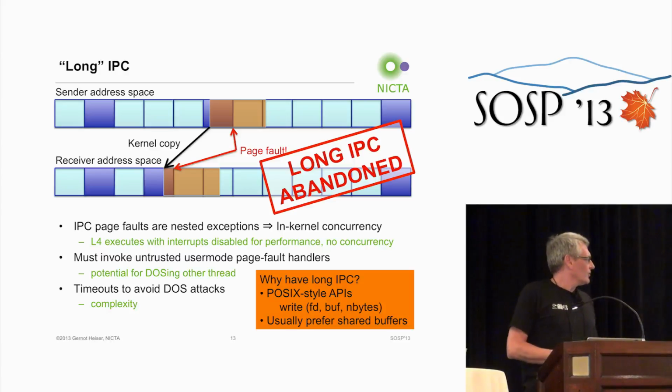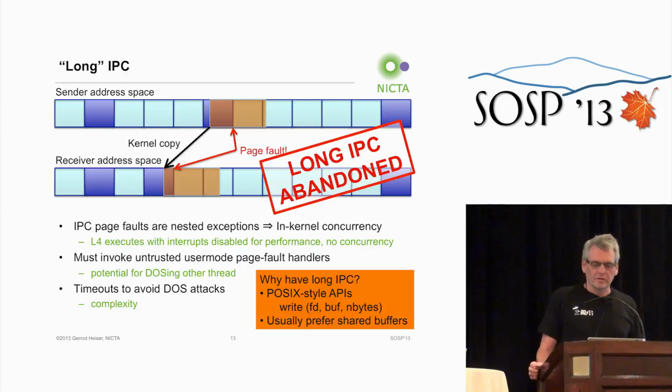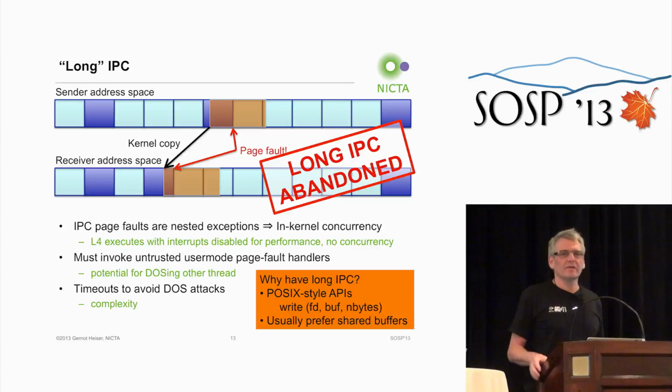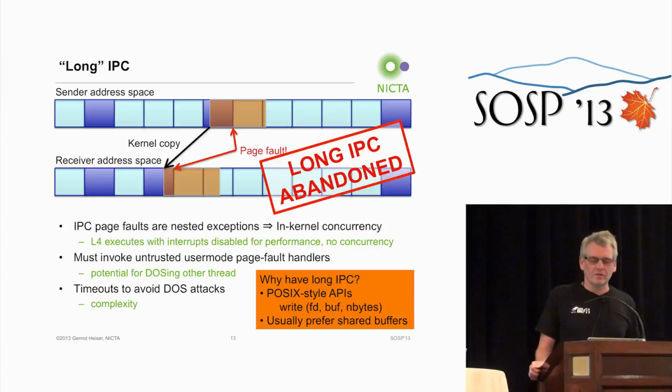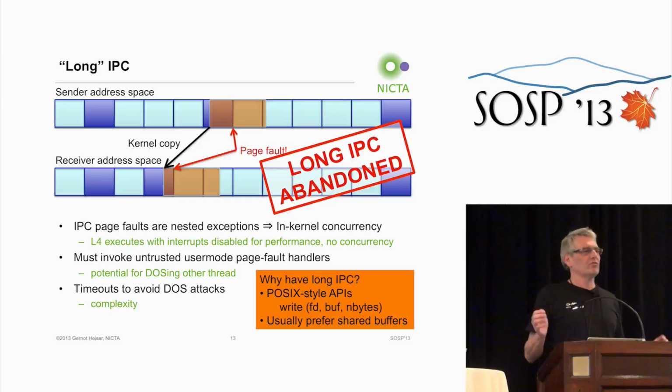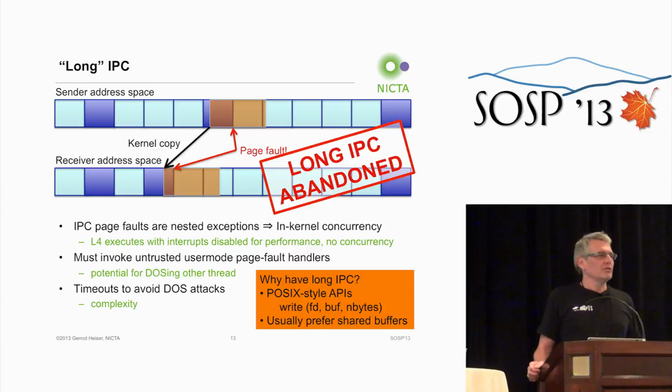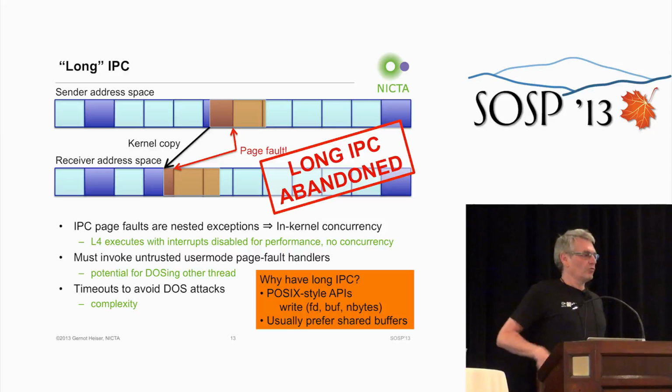One of the things we learned over the years is this long IPC is not really necessary. We hardly ever used it. Because generally, if you have bulk data, you actually don't want a single copy either. Single copy is better than dual copy, but best is zero copy, so use a shared buffer, which is inevitably what most people use. It turns out that the really strongest reason for having this kind of functionality was to emulate POSIX-like interfaces, which really require you to copy buffers.